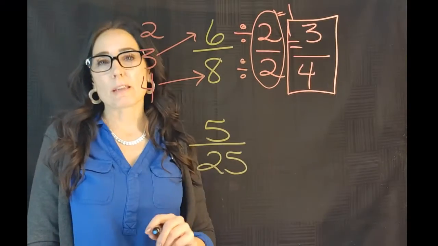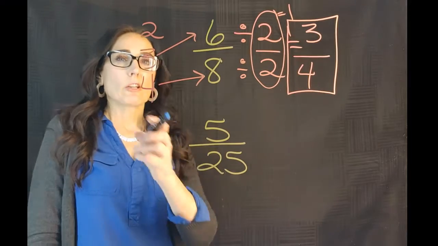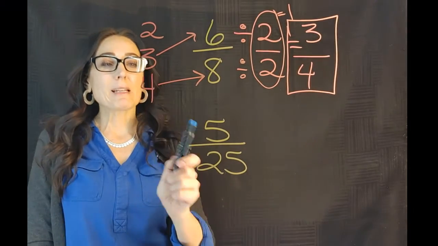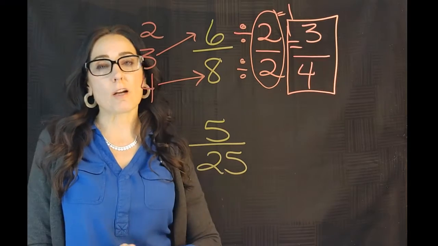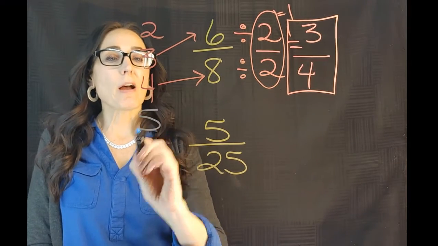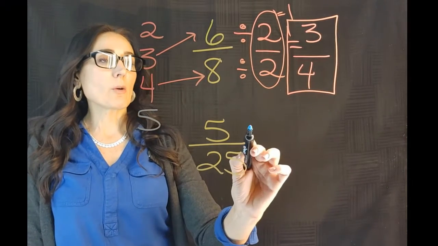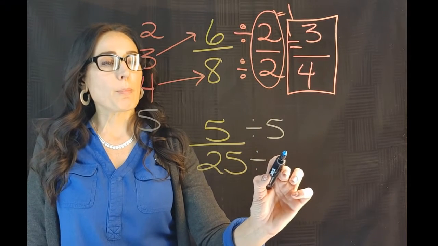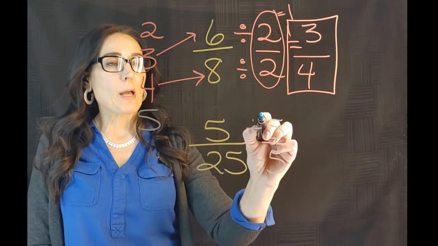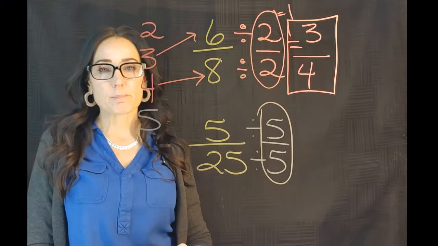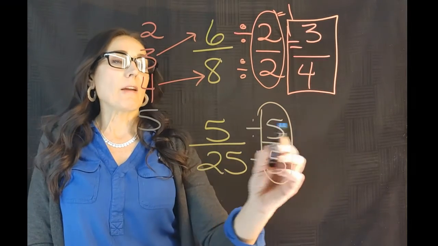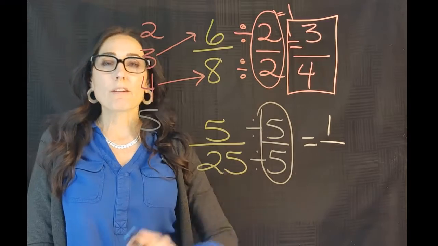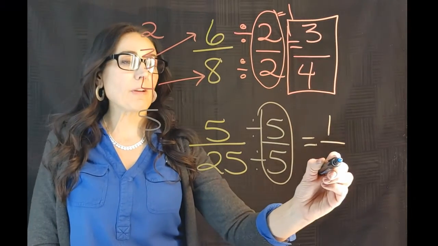All right, so let's take a look at the next one. So again, we could look up here and we know 2 does not go into 5 or 25. 3 does not work. 4 does not work. But I do know that 5 works. So we're going to go ahead and divide this fraction, both the numerator and the denominator, by 5/5. So 5 divided by 5 is going to be 1. And 25 divided by 5 is going to be 5.